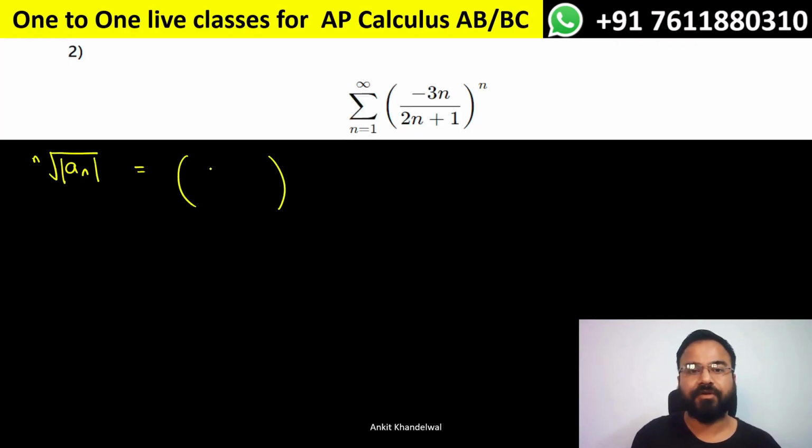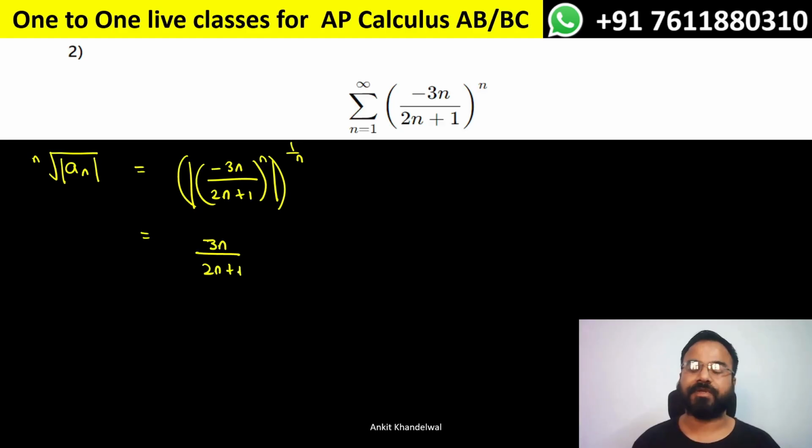The absolute value of this means minus 3n whole upon 2n plus 1, and whole power of 1 by n, with the absolute value inside. So the n will get cancelled out, and when we take the absolute value, the negative becomes positive. So it becomes 3n divided by 2n plus 1.